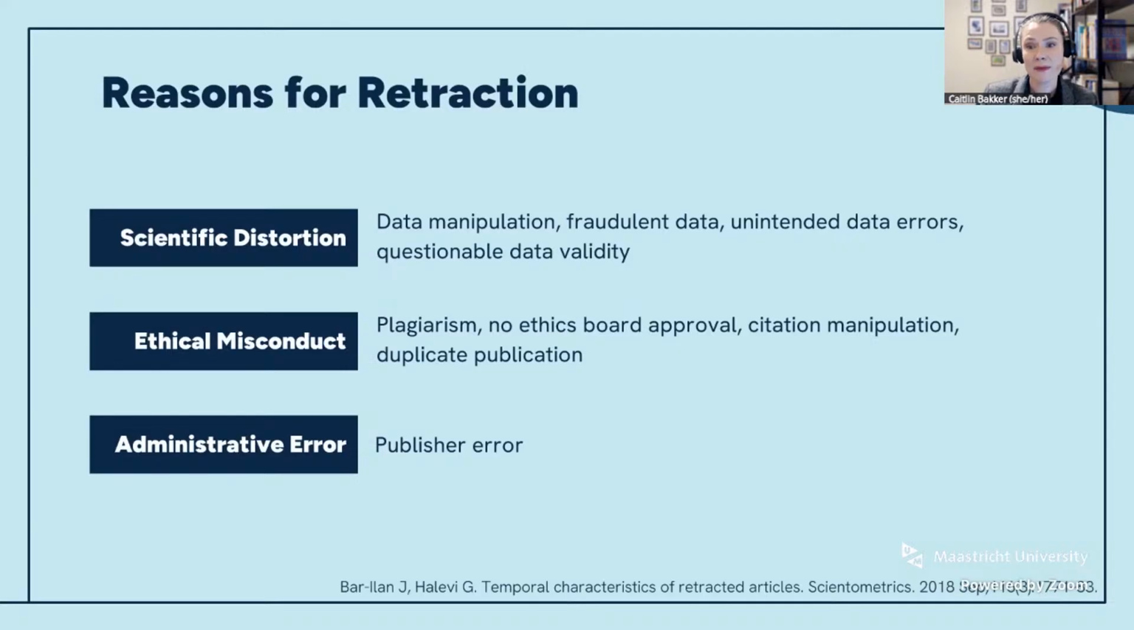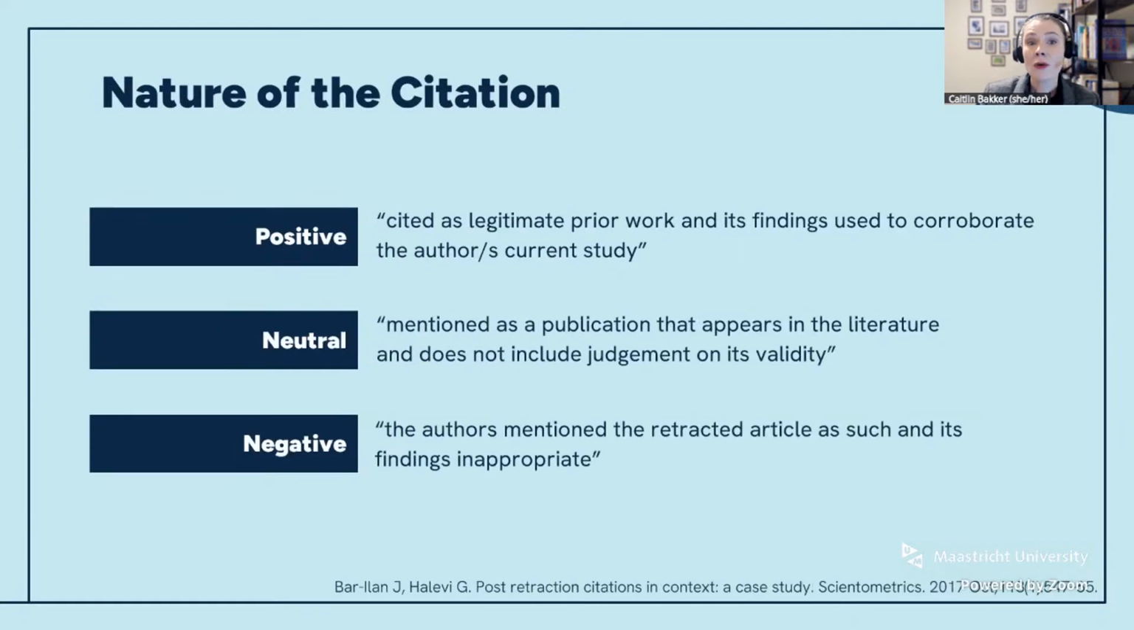And Bakker and Halevi posited that scientific distortion was the most severe of the reasons, followed by ethical misconduct and finally administrative errors. We then conducted searches in both Scopus and Web of Science to identify citations to those retracted publications. And we were looking exclusively at citations that happened after the publication had been retracted.